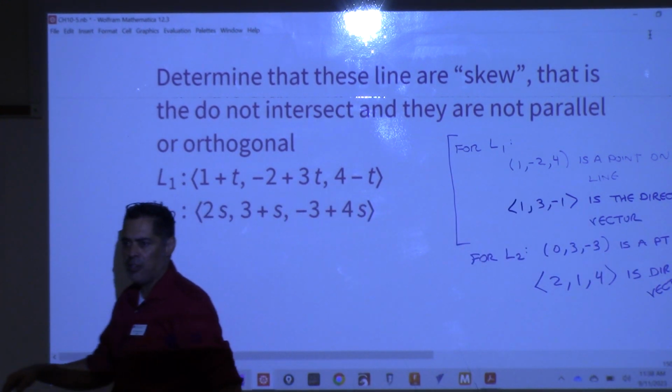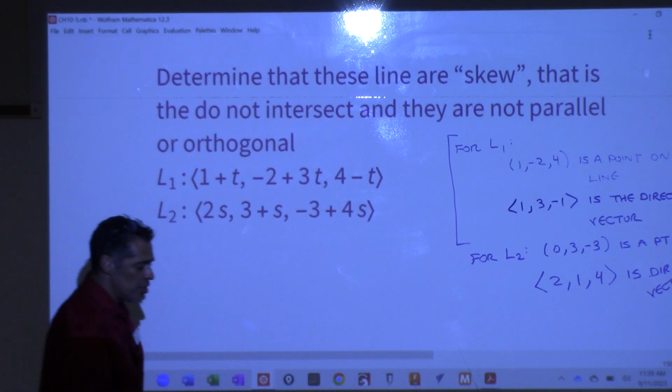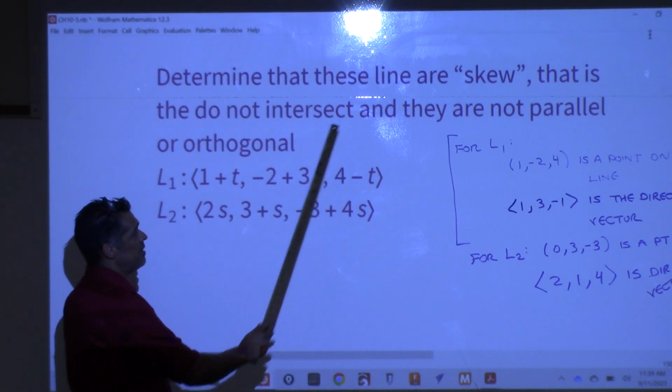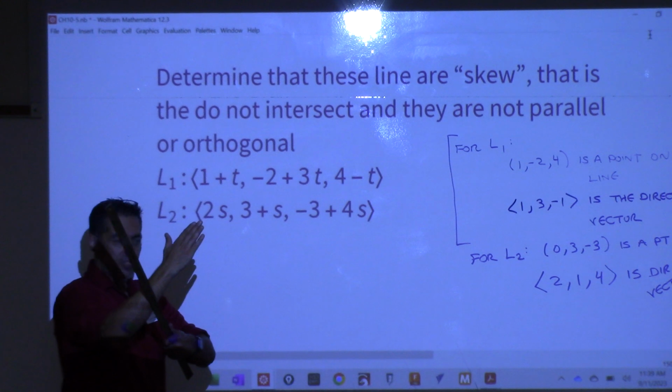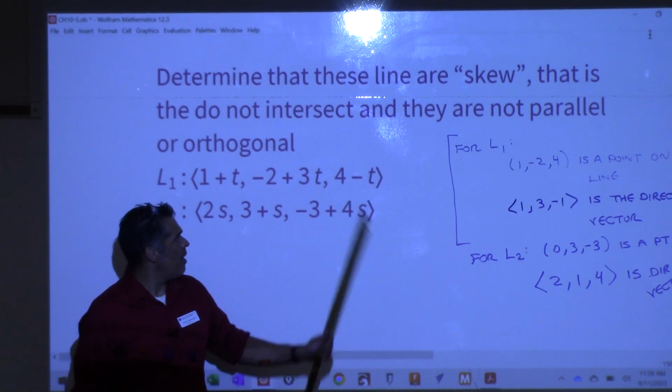Y'all agree with that information? Okay, we are to show that these lines are skew. That means we have to show that they don't hit each other, they don't intersect each other, they don't cross through each other, they're not parallel, and they're not perpendicular, orthogonal, right?